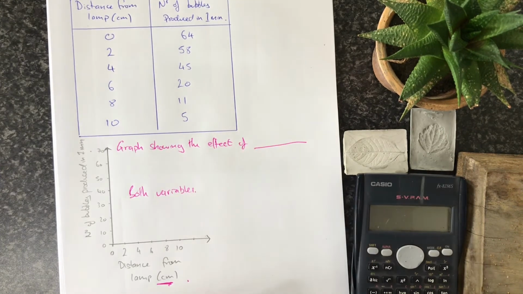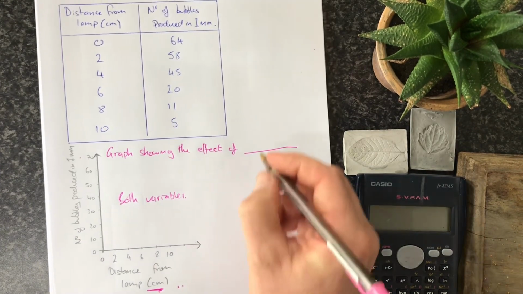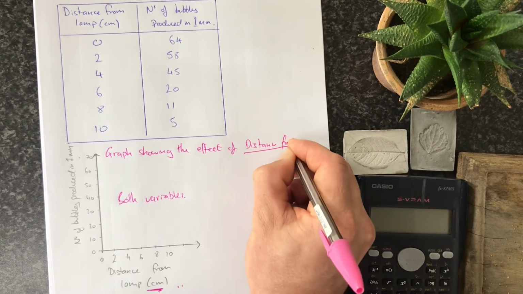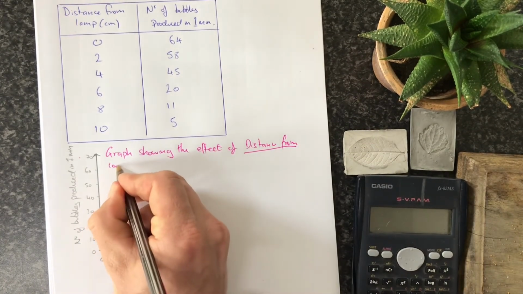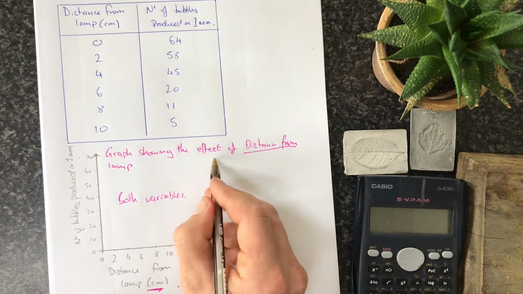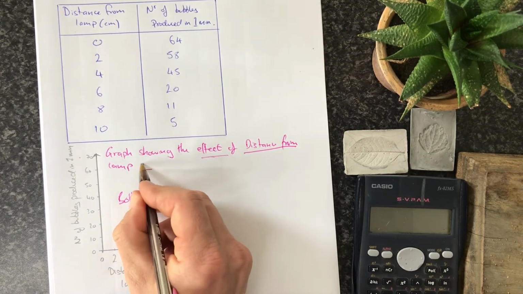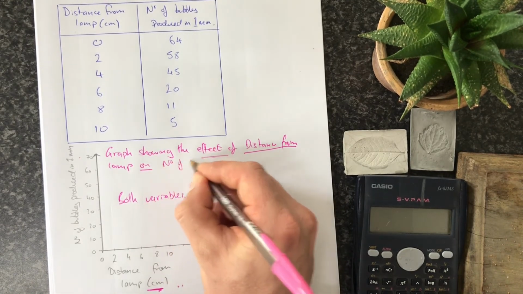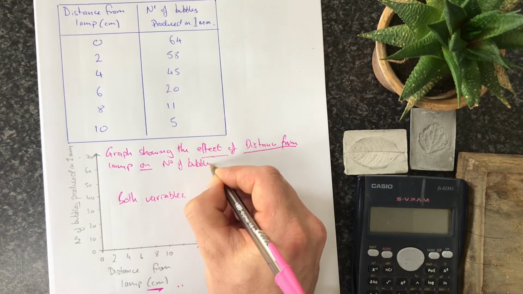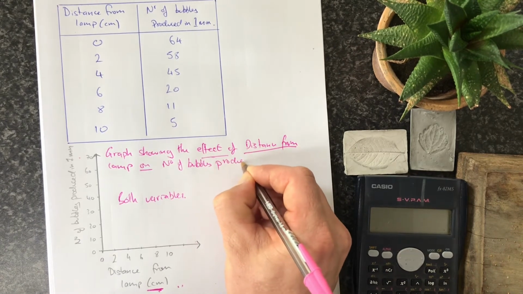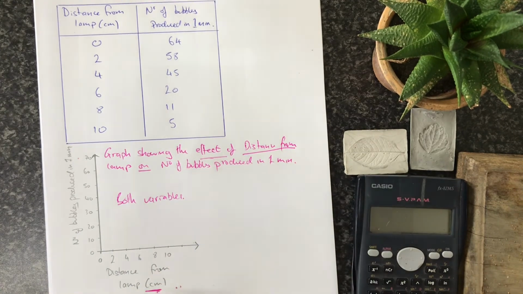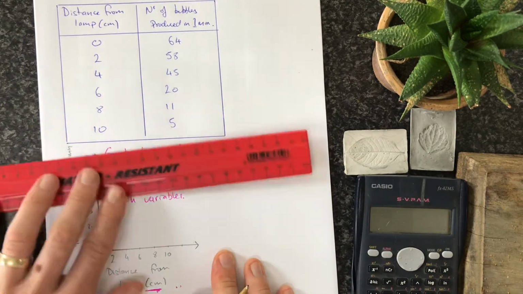of. Now you can always start your titles like this, graph showing the effect of, and then what comes after of, it's this thing on the x-axis. So it's graph showing the effect of, and then you're going to say on, and then say what's on the y-axis. Okay, make sure that your title is underlined.